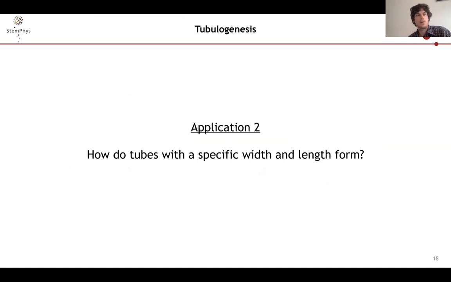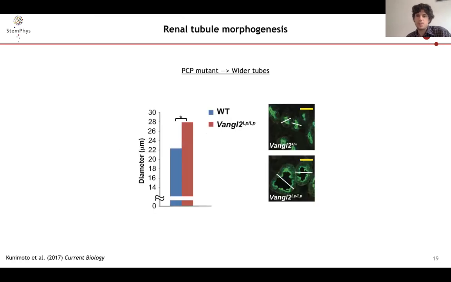Okay, let me show you a different application. Here we're thinking about all our internal tubes. That could be the intestines, the vascular system, etc. And then we're asking, how do they get a specific thickness, or in general also a specific length? We thought about that based on a paper that came out a few years ago from my current collaborators at Stanford. They studied planar cell polarity, and in the renal tubes, they measured their thickness.